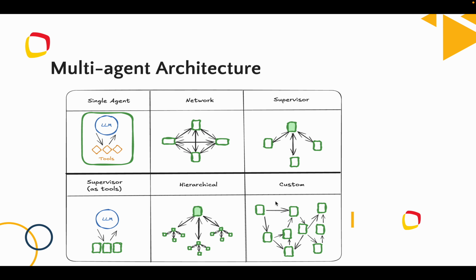Another is the custom architecture, or custom multi-agent architecture, in which one agent will communicate with a subgroup of agents, then another agent will communicate with another subgroup of agents. In this way we will be able to build the multi-agent system. So these are the basic multi-agent architectures supported by LangGraph, and in coming videos we will see them one by one and build different multi-agent systems.